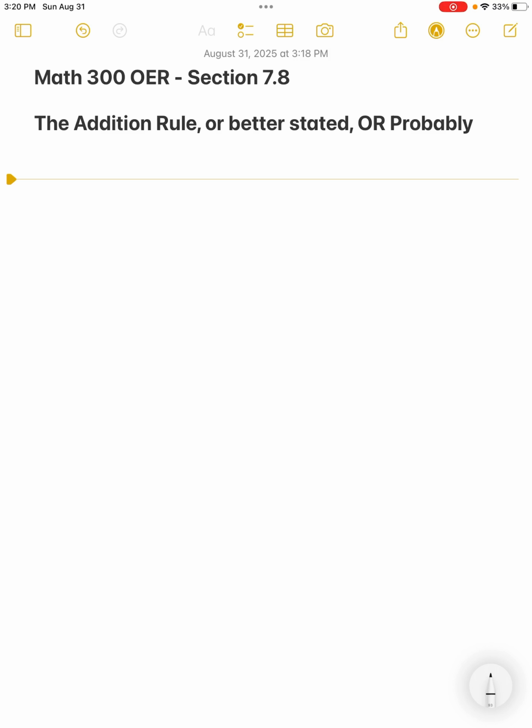The reason why I want you to understand that it's "or" probability is because they make it sound very formulaic, but it doesn't have to be. I want it to be visual as opposed to formula driven. So if you were to read the textbook, they would have a formula that looks like this.